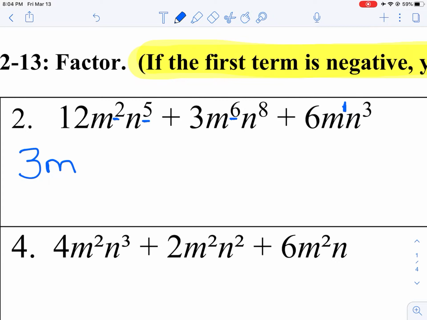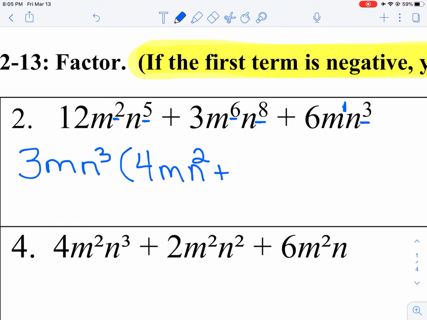Then we look at the exponents of the n's. And what is the lowest of the exponents of the n's? It's 3. Now remember, since we're dividing and we're dealing with exponents, we're going to subtract those exponents. But we will divide the coefficients. So 12 divided by 3 would get us 4. M squared divided by m, so I'm subtracting 2 minus 1, will get us 1. So I have 1 m there. Then I have an n. Well, I had 5. There are 3 here. So I take away 5 minus 3, and I have 2 left over.